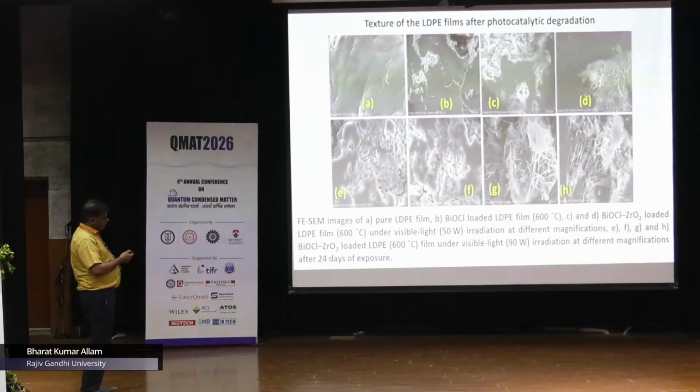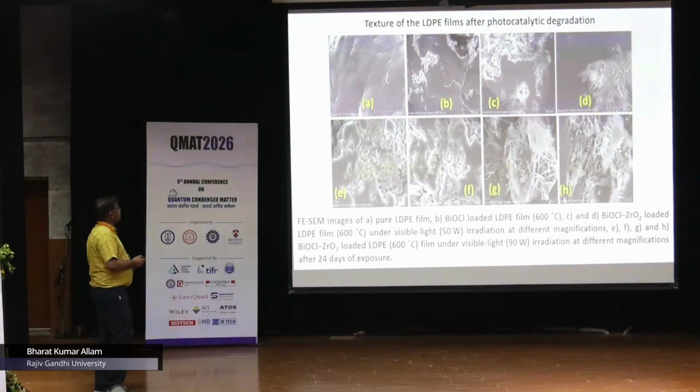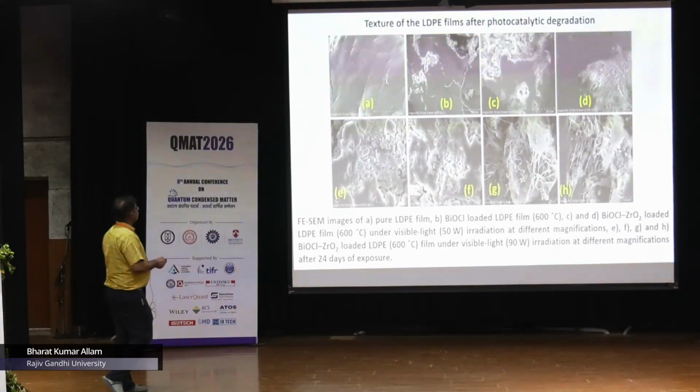After the photocatalytic degradation, after visible light exposure, we took the SEM images of our LDPE films. A is the pure LDPE film. The second one is the bismuth oxychloride loaded LDPE film. You can see a little bit of deformation. C and D are the bismuth oxychloride zirconium oxide LDPE film under visible light, 50 watt.